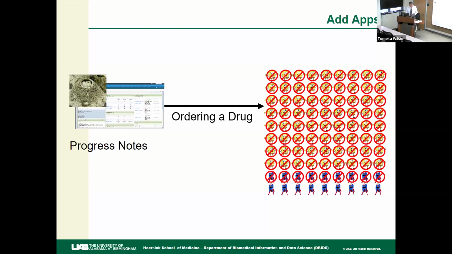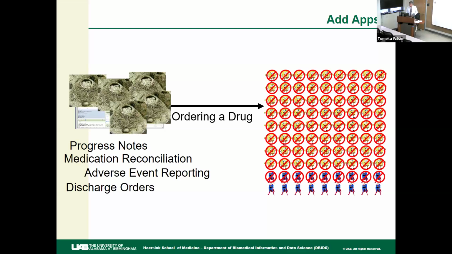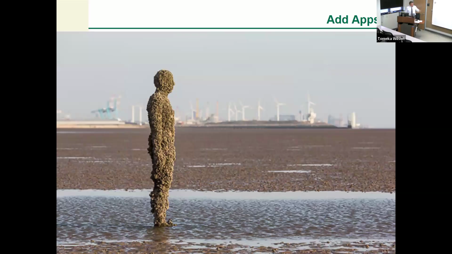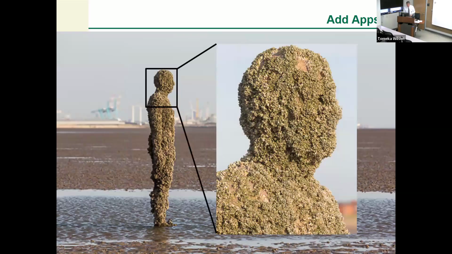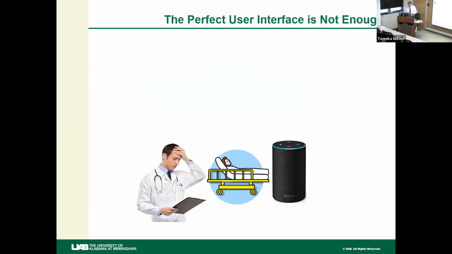So then we added progress notes. That's a barnacle, if you don't know what a barnacle looks like. And we added medication reconciliation, and adverse event reporting, and discharge orders, and all kinds of other barnacles to the system until you couldn't even see the original system anymore. And people started to feel like that. It's a statue off the coast of England. That's low tide.